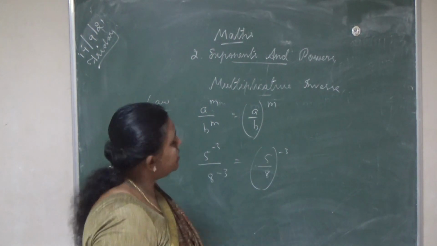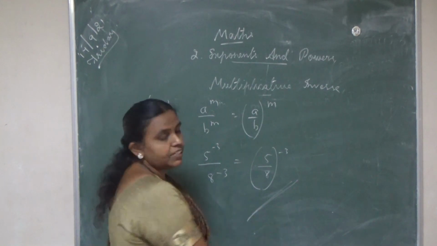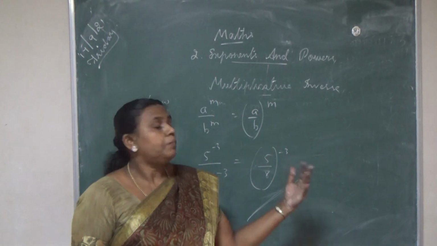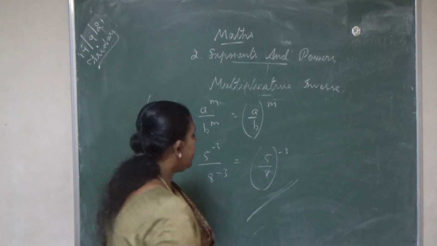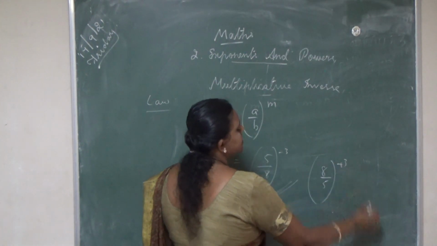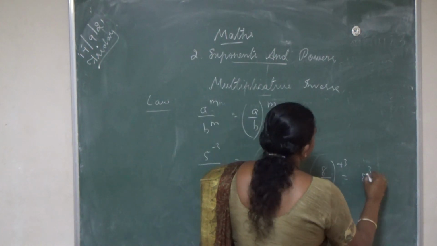If you want, you can stop here also. If they ask you to write in the positive exponent, what will you do? You all know, already you know. p by q the whole power minus n is equal to q by p the whole power n. You can apply it like that. 8 by 5 the whole power plus 3. After that, if you want, you can write like this: 8 cube by 5 cube.